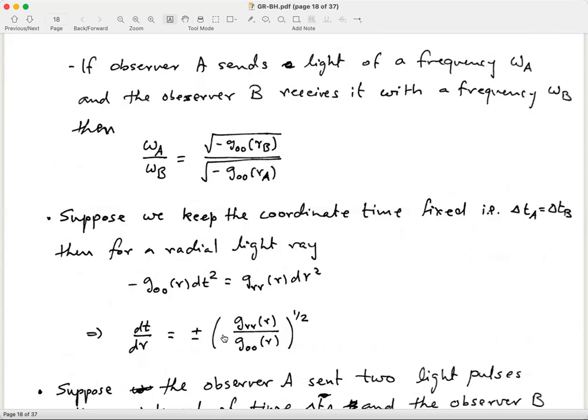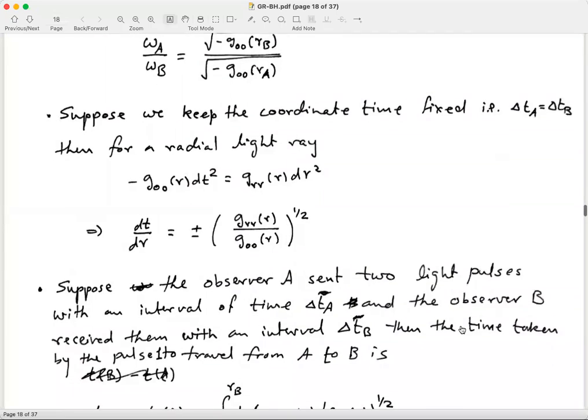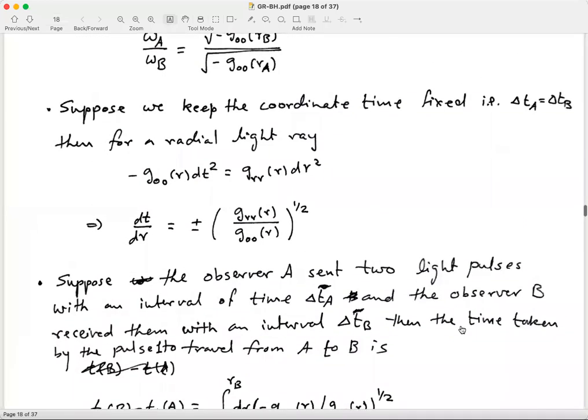Maybe I should have put a minus sign here. No, it should not be a minus sign, because of the above line, in the minus G00 there. Okay, good. This shouldn't be a minus sign. This equation is correct. This equation is wrong. Thank you.